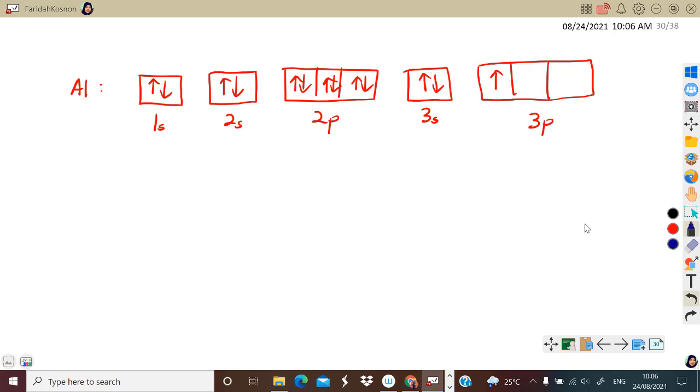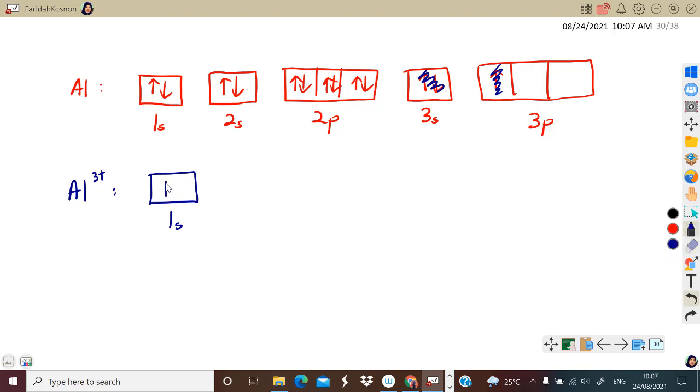Jadi, sekarang bila dia nak form aluminium 3+, dia kena remove daripada outer shell. Sebab saya kata outer shell tu adalah shell yang paling jauh daripada nukleus. So, dia kurang merasai tarikan daripada nukleus. So, the electron is easier to be removed. Jadi, dia kena remove dulu one electron from 3p. Okay. So, sekarang nak form aluminium 3+, dia kena remove lagi 2 pada 3s. Jadi, sekarang kalau you tengok orbital diagram saya untuk aluminium 3+, akan jadi beginilah.